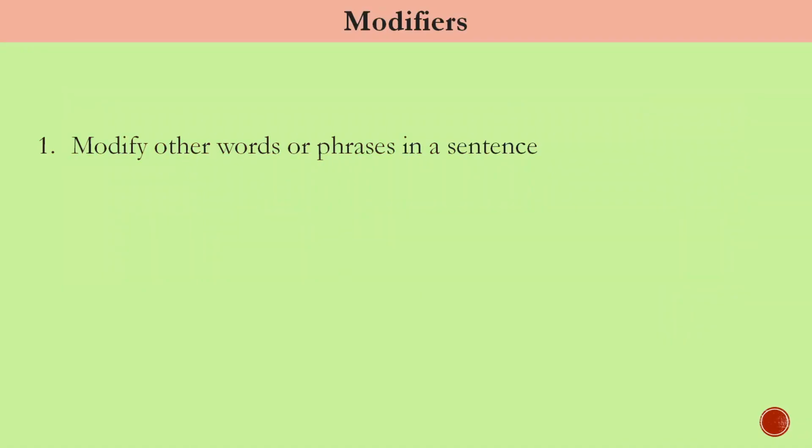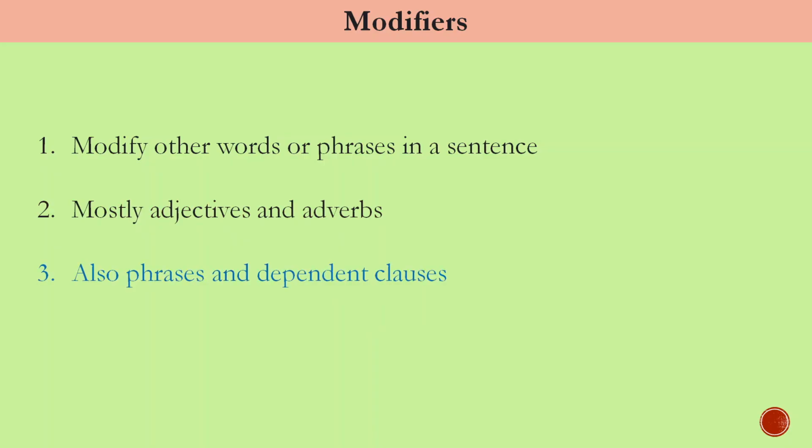What are modifiers in English grammar? Modifiers in English grammar are words or phrases that modify other words or phrases. Most of the time they happen to be either adjectives or adverbs, but sometimes you'll find phrases or dependent clauses acting as modifiers. Let's see them one by one.